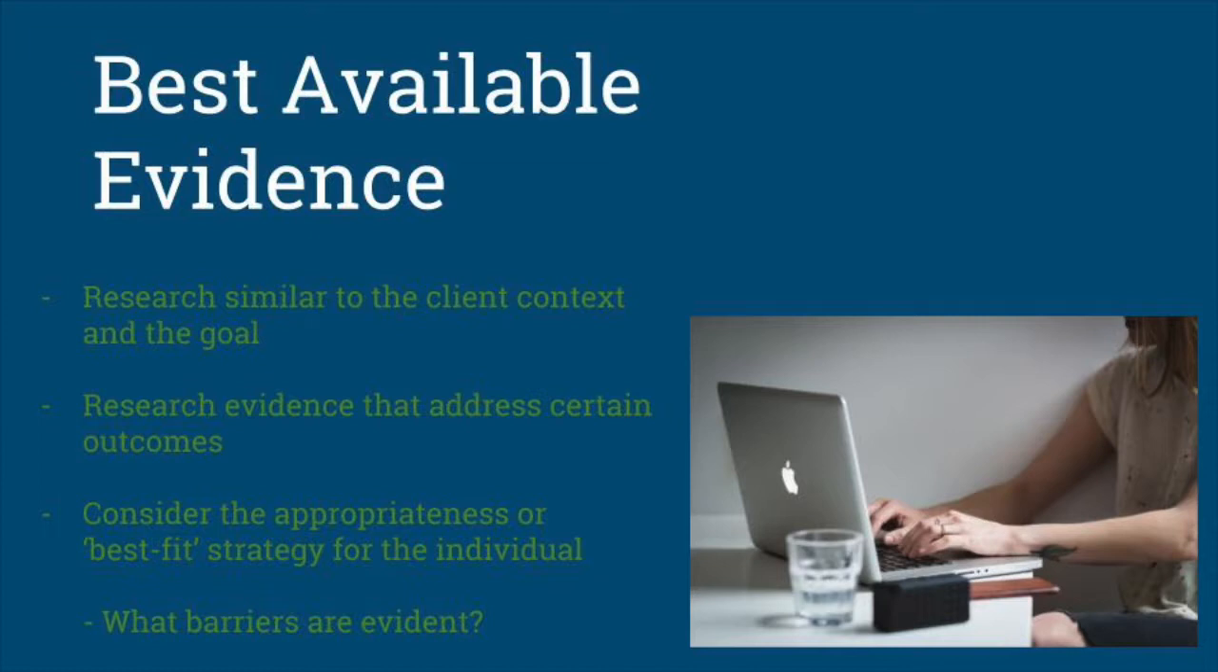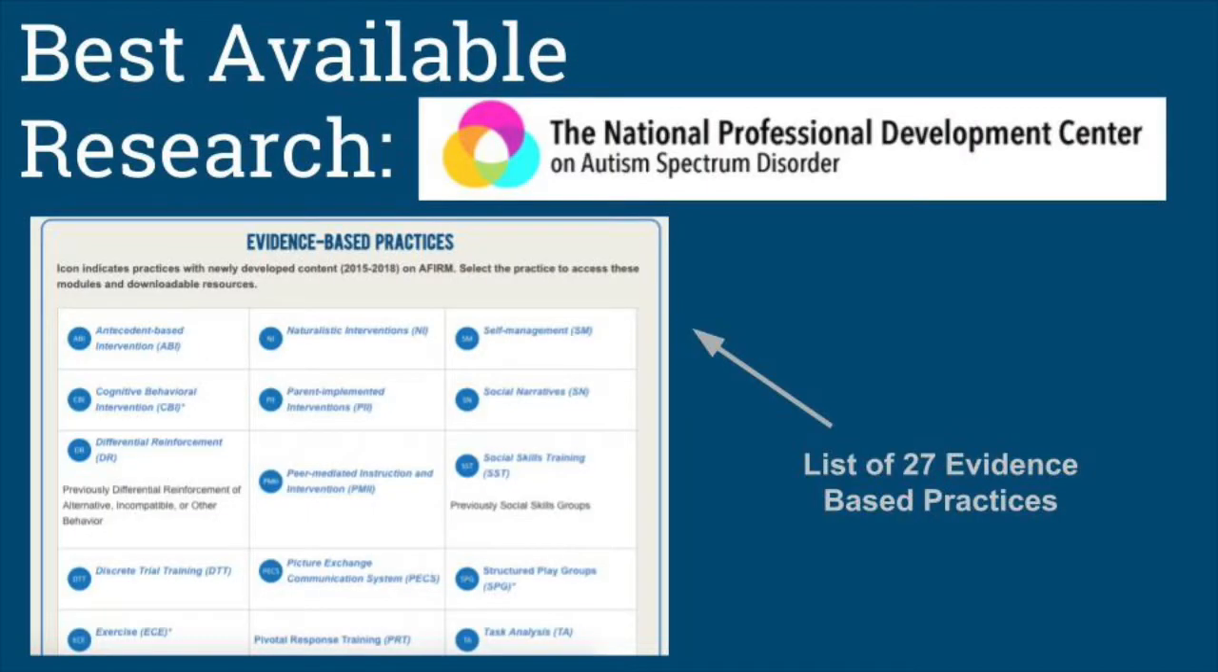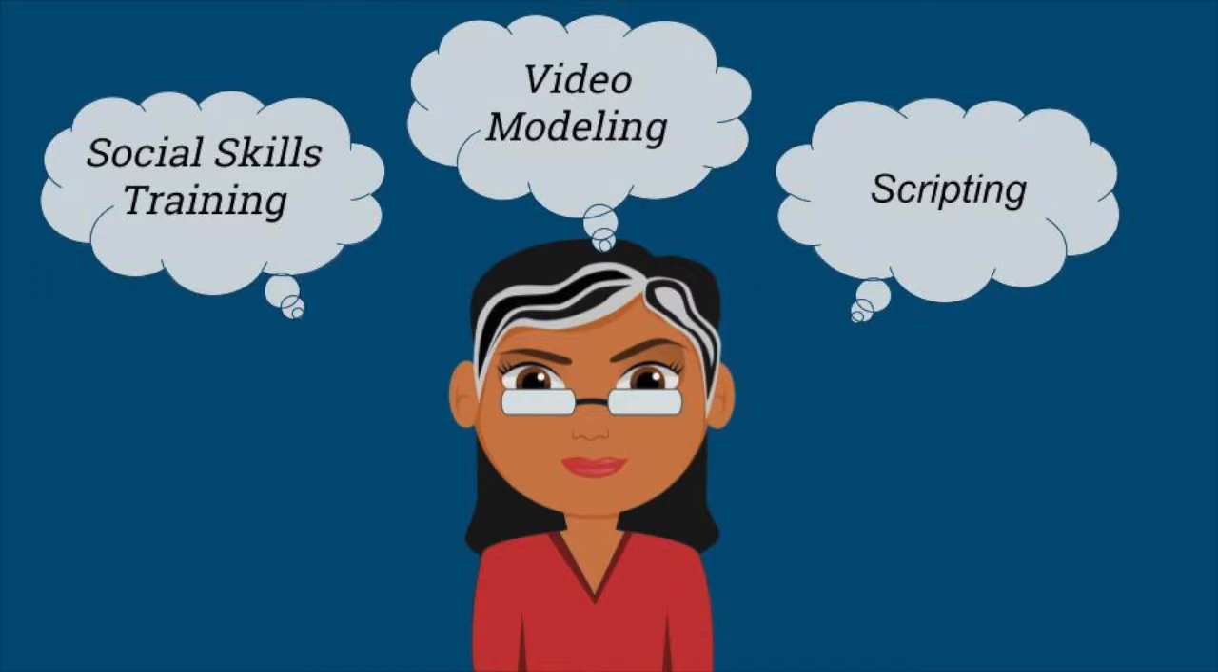When I began the process of researching strategies, the first thing I did was go to the National Professional Development on Autism website, and I looked at their list of evidence-based practices. This made it easier for me to narrow down my search to strategies I felt could be applicable to Michael. After reading up on many of the practices, I picked 3 practices I felt could be beneficial to Michael. I chose social skills training, video modeling, and scripting.